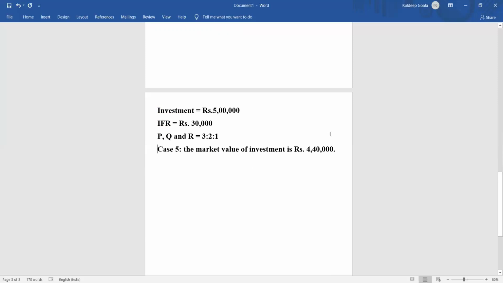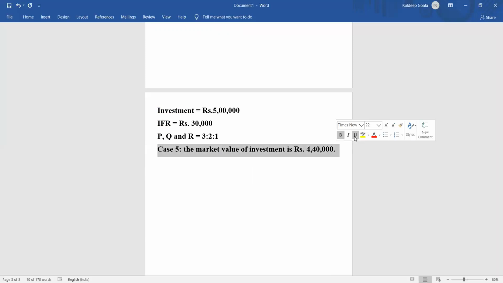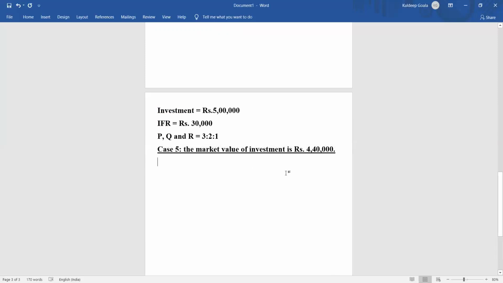Is it clear everyone? Now what is case number 5 saying? Try to understand. Case number 5 says that the market value of investment is 4,40,000. 5 lakh was the value, and today the value has come to 4,40,000. So ultimately there is a loss of 60,000. Loss of how much? 60,000 total loss. And how much money do you already have with you? 30,000.